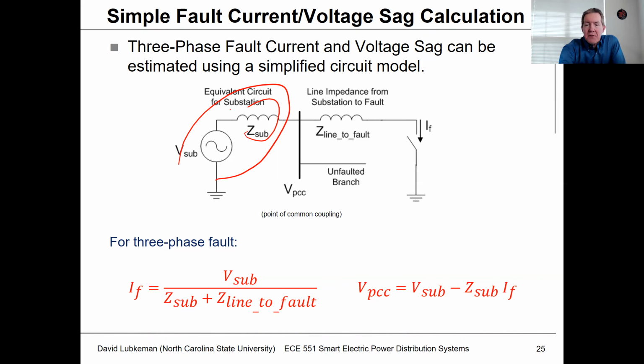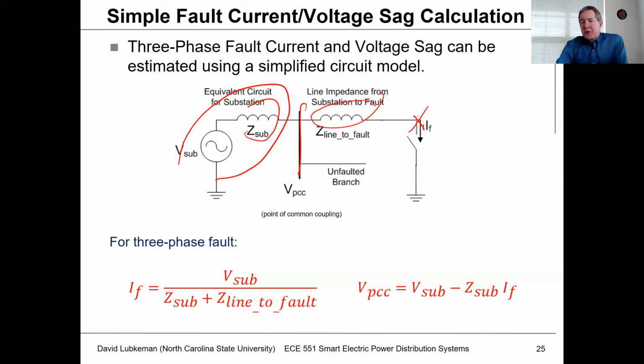Then you're going to have some location for the fault in the circuit, and we'll have a net line impedance from the substation bus up to that fault. In this case, this is shown as Z line fault, but this would be a positive sequence impedance where you'd have the line impedance per mile for the overhead, let's say, and you multiply that by the length. That's where this value would come from.